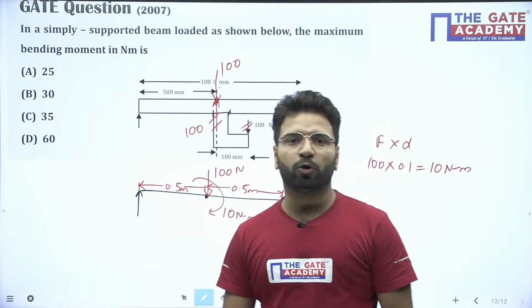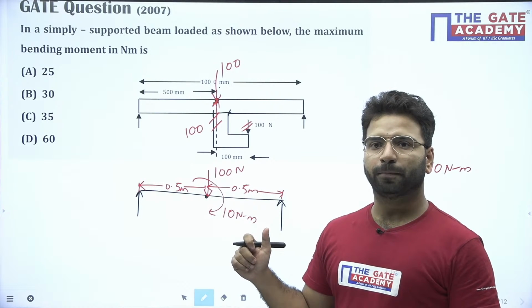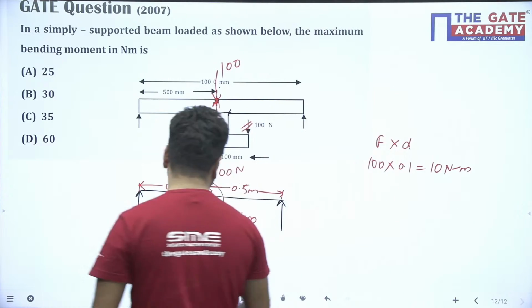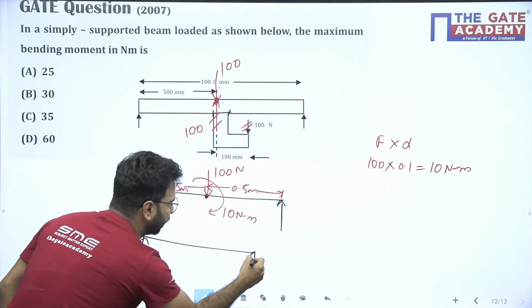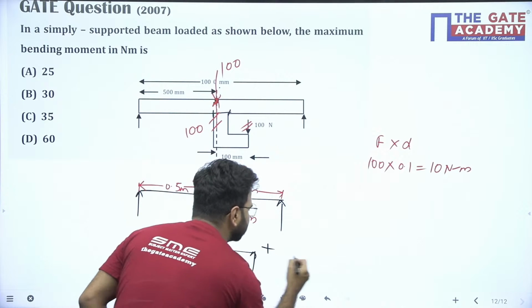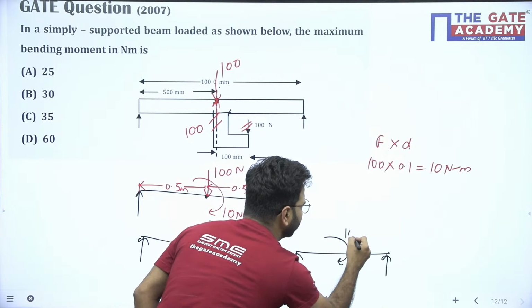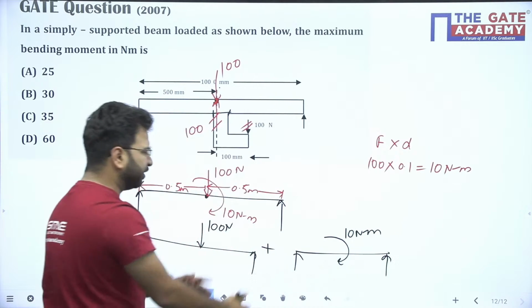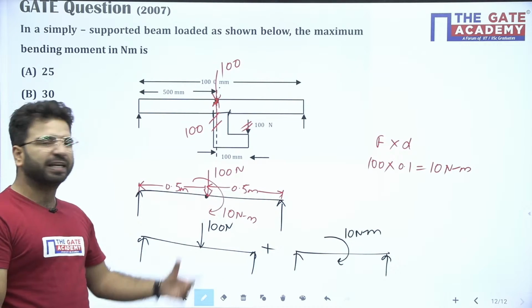What is the maximum bending moment here? Try. Can I break this beam like that? Can I say this beam is like one point load at the center of 100 Newton plus one couple of 10 Newton meter here? Yes or no? If I add these two beams, you will get this beam only.